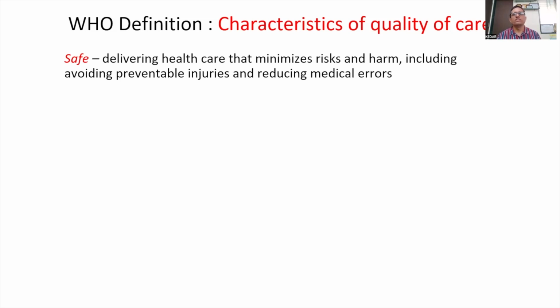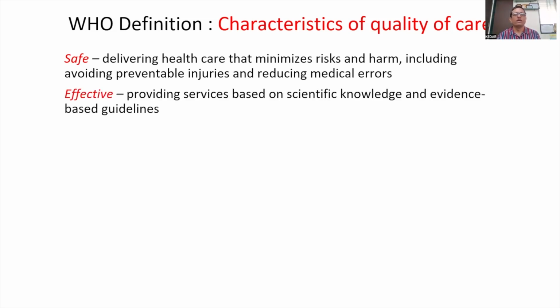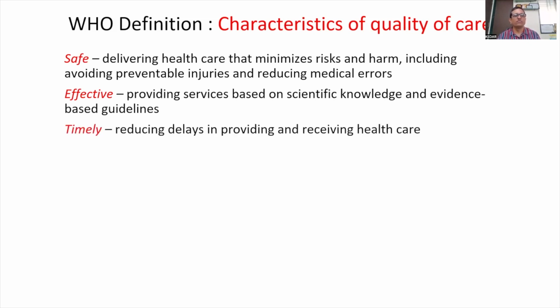So WHO says there are 6 domains of quality. The first is safe, delivering healthcare that minimizes risk and harms, including avoiding preventable injuries and reducing medical errors. Effective, providing services based on scientific knowledge and evidence-based guidelines. Timely, reducing delays in providing and receiving care.